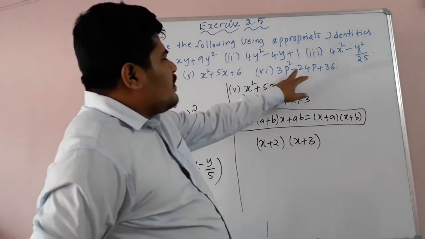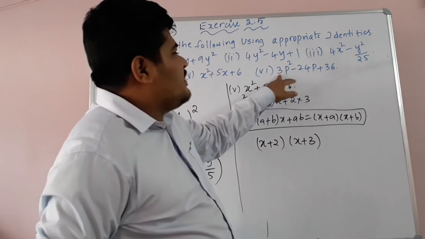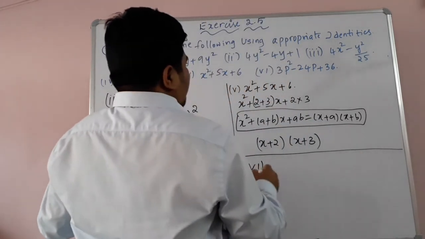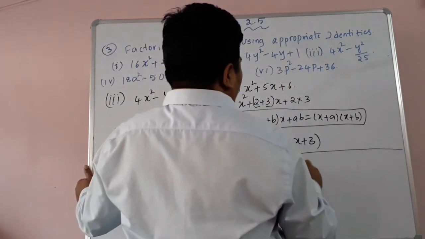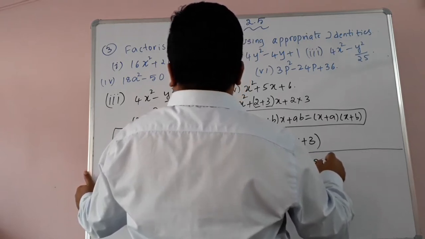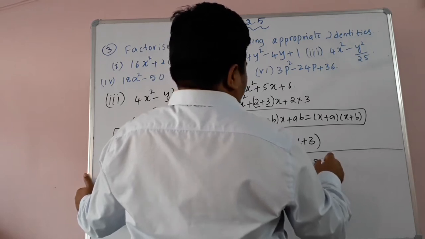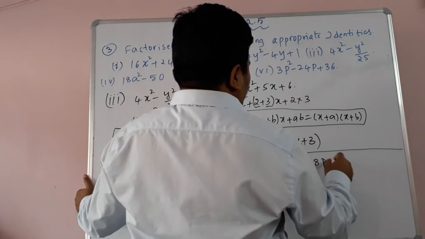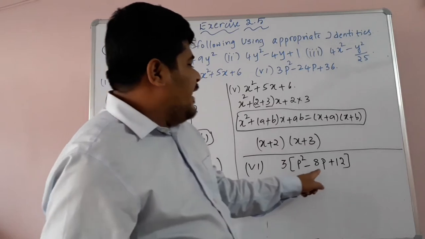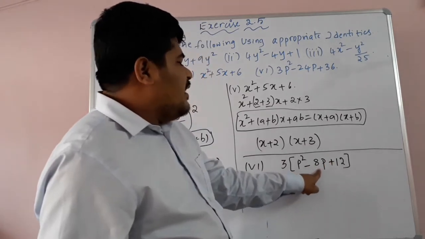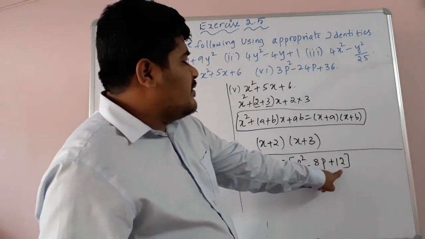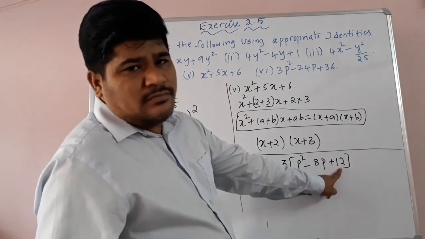So children, I'll give you a hint to solve this problem. Take 3 common. If you take 3 common, what you will get, children? 3 of p square minus, 3 8s are 24, 8p plus, 3 12s. So children, if you see this, p square minus 8p plus 12 can be written as, this 8 can be written as minus of (6 plus 2) into p, plus 6 into 2.